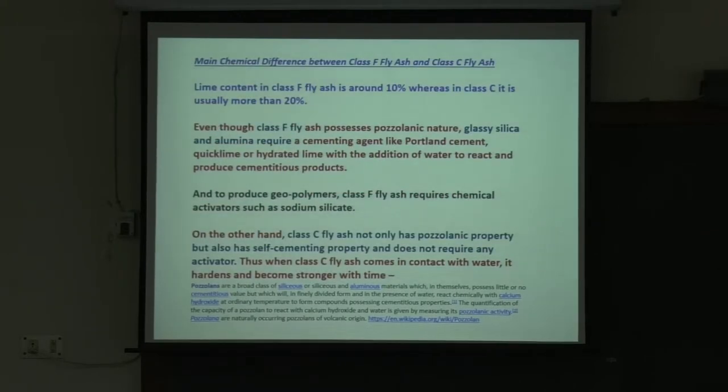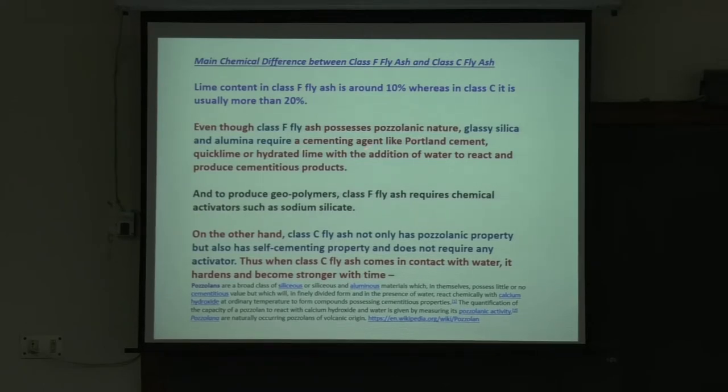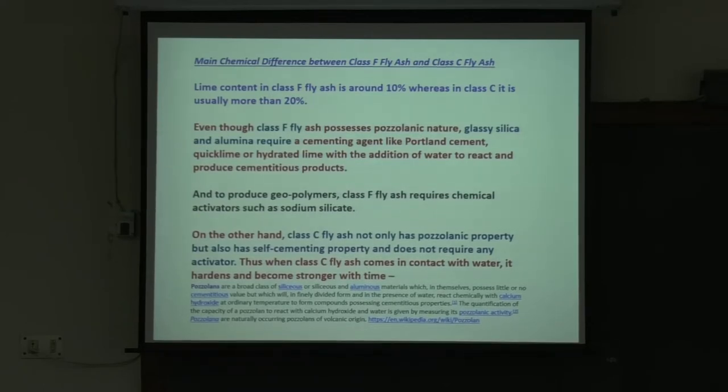The main chemical difference between class F fly ash and class C fly ash is the lime content. In class F it is around 10%, whereas in class C it is about double, 20%. Now, even though class F fly ash possesses pozzolanic nature, glassy silica requires a cementing agent like Portland cement, quick lime or hydrated lime with the addition of water to react and produce cementitious products.